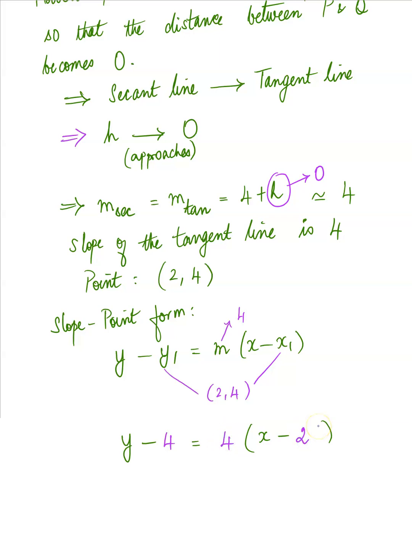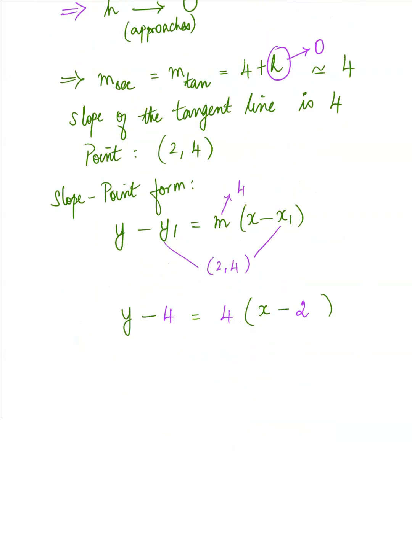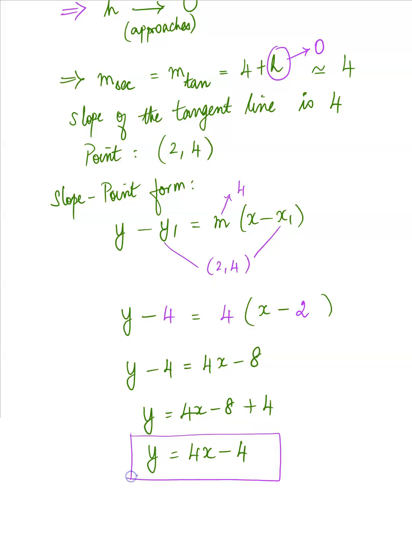2. Okay. Now distribute this and rewrite this in the slope-intercept form. So we get y minus 4 equals 4x minus 8. So y equals 4x minus 8 plus 4. Add 4 on both sides. And that gives us 4x minus 4. And that, my friends, is your equation.